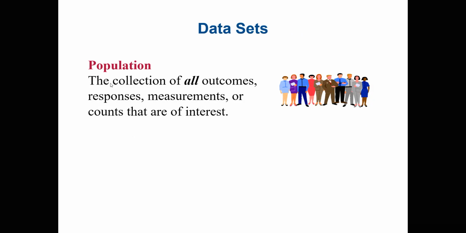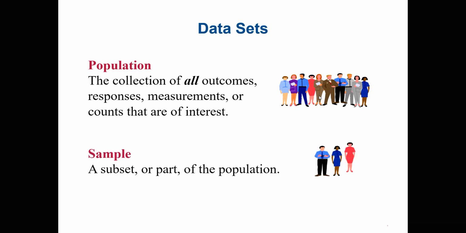Now, when we talk of population, it's simply the collection of all outcomes, responses, measurements, or counts that are of interest to you. So population is really what is of interest to you, but at times, because you don't have enough time, or it's too expensive, you go with a sample which is a subset of the population. So there are times when you do the population. In that case, we'll call it a census, but most of the time we go with the sample.